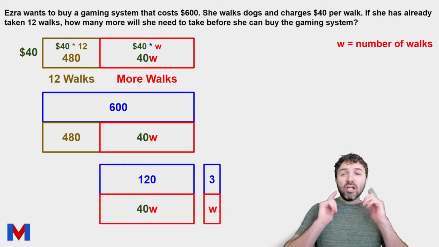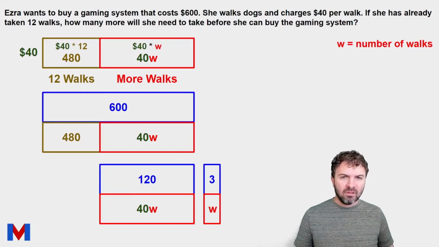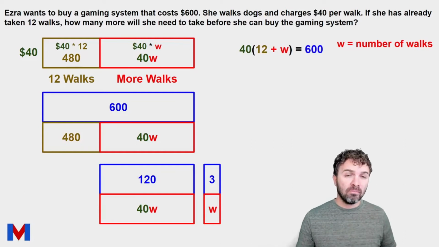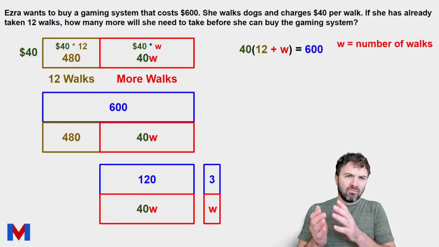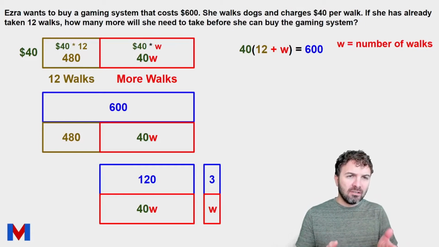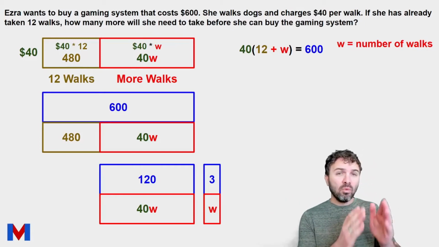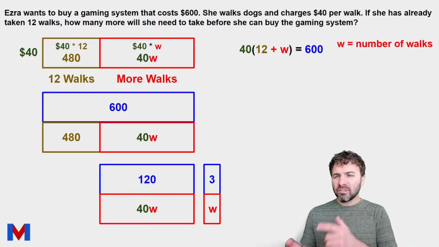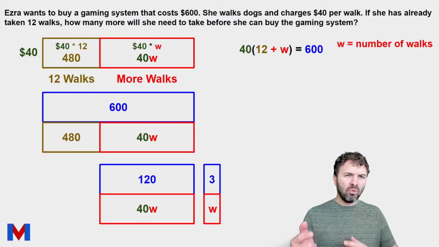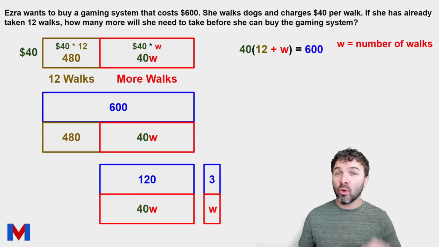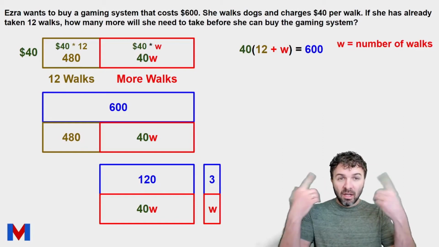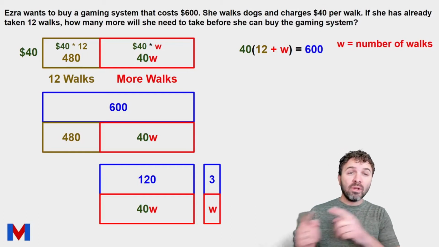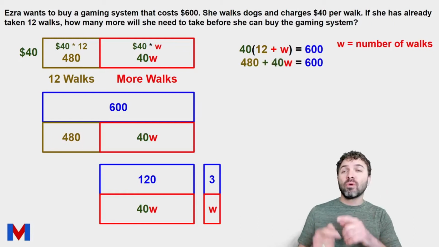Alright, let's get into an algebraic way of modeling this scenario, because maybe this may make more sense to you. First off, I have 40 times 12 plus W. This is saying 40 times the amount of walks that she's going to take, because $40 per walk equals 600, which is that goal or total that we're going for. So first thing I'm going to do here is distribute. There's other ways you can do this as well, but if you watch our two-step equations video, I show another method of solving equations that looks like this. Anyways, I'm going to distribute first here, because I want to match what we did in our model on our left side here. 40 times 12 is 480, and 40 times W is 40W.